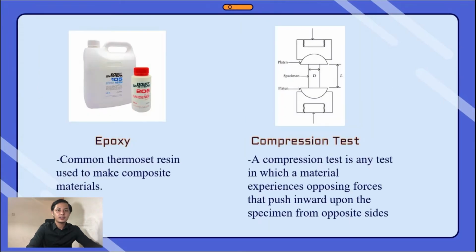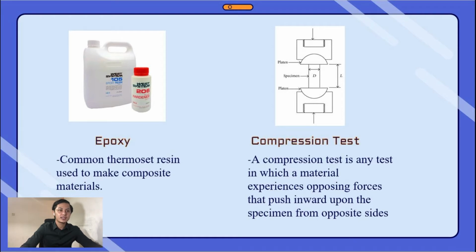Then for the next slide, we show you epoxy and compression test. Epoxy is a common thermoset resin used to make composite materials. Epoxy resins are used in a wide range of composite parts, structures, and concrete repairs. Major benefits of using epoxy include its ability to be tailored to different products, low shrinkage, strong mechanical properties, resistance to corrosive liquid and environment, superior electrical properties, good performance at elevated temperature, and good adhesion to substrates.